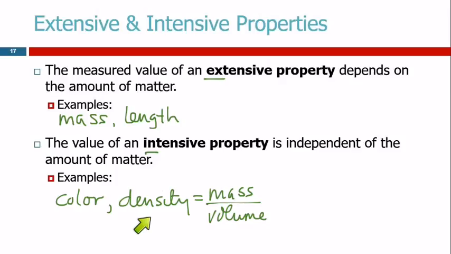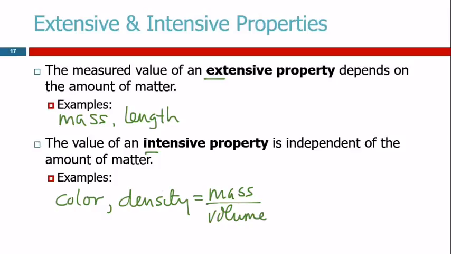So if I have a brick that has a particular density, and then I cut the brick in half, well, I've changed the mass by half. I've also changed the volume by half. The density doesn't change. The density of something does not depend on how much of it you have, because it's a ratio of mass to volume, and they both change in the same way.